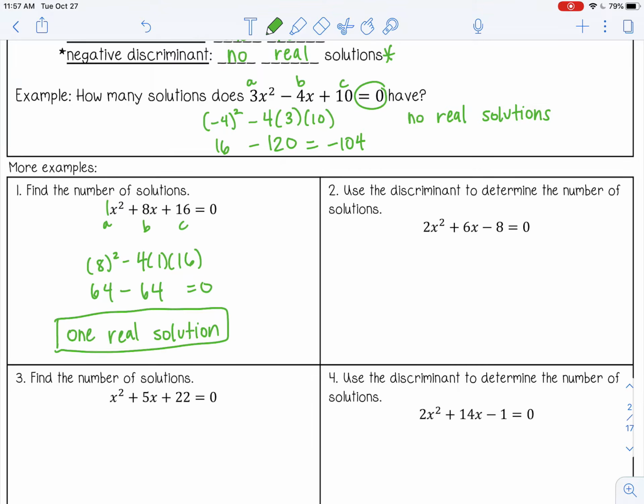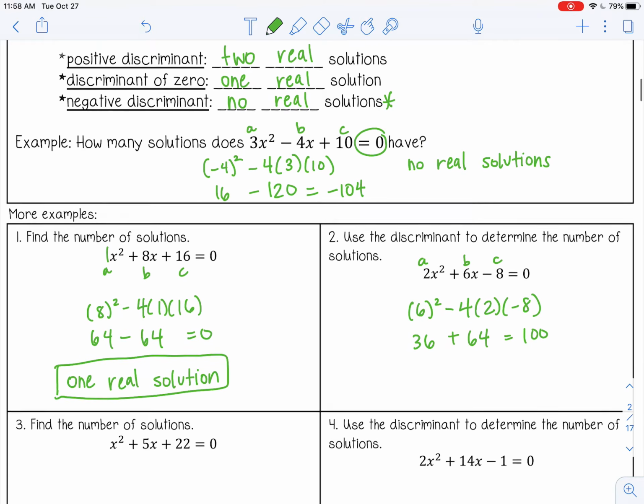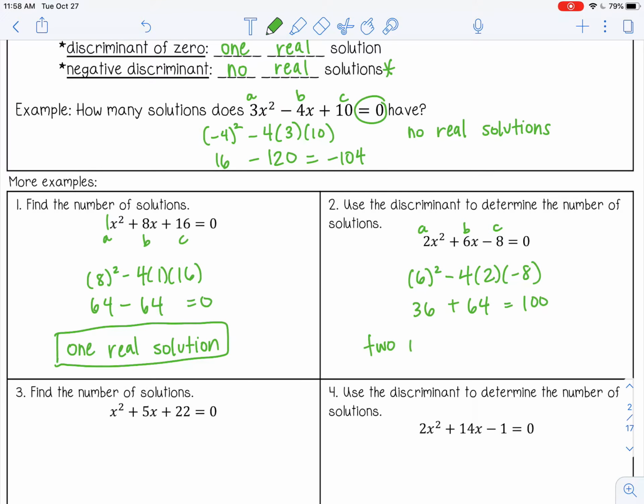All right, number 2, use the discriminant to determine the number of solutions. So a, b, and c. So b squared minus 4ac. So that will be 36. And let's see, 4 times 2 times negative 8. And it's actually a negative 4 times a negative 8. That means it's going to be positive 64. And that gives us a positive 100. So if it's a positive discriminant, that means there are 2 real solutions. So when I solve that quadratic function, I'm going to have 2 real number solutions.